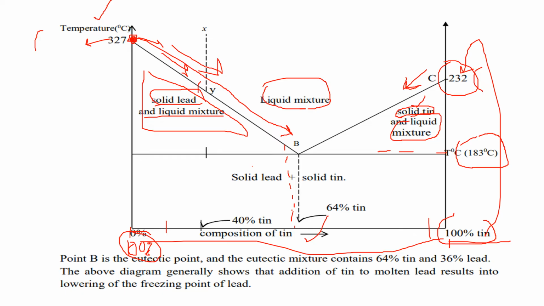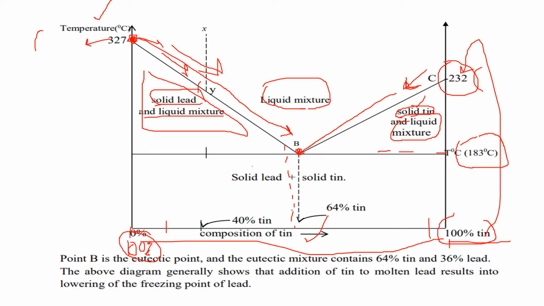So as we cool, tin is crystallizing out, and as it crystallizes out, it makes the other component richer in the liquid mixture. Now the other component is going to be lead. Lead is going to be becoming richer in the liquid mixture. So it crystallizes out until a point is reached where both of the components in the mixture crystallize out, and this is still the same point, which is the eutectic point.